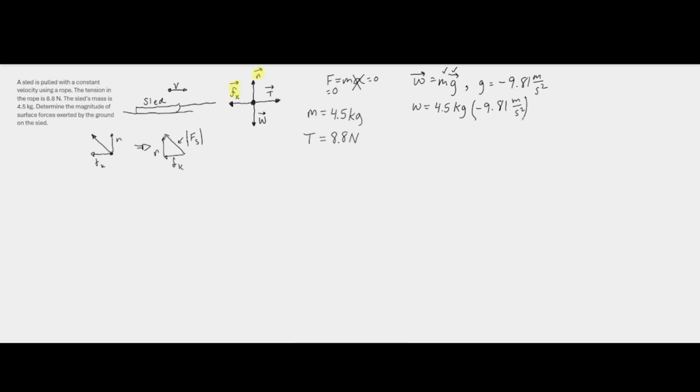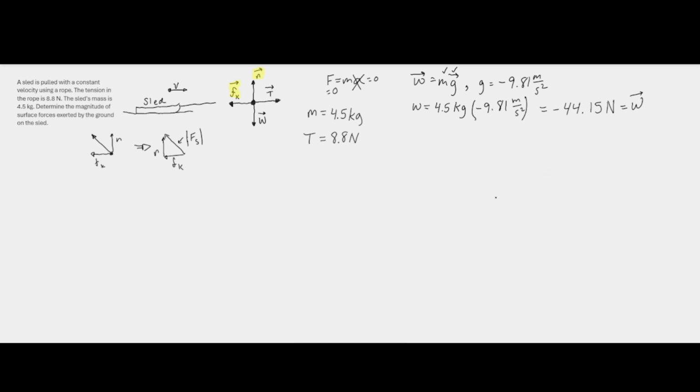So 4.5 times negative 9.81 is going to be, to two decimal places, negative 44.15, and we have kilograms times meters per second squared. That is the definition of a newton. So this is the weight force, and it's pointing downward.